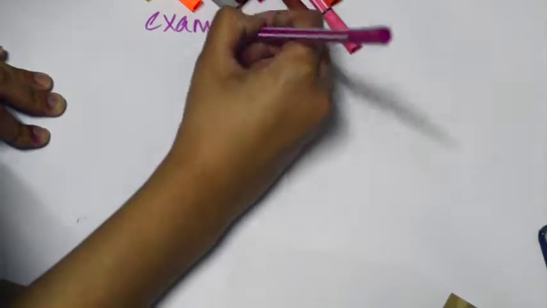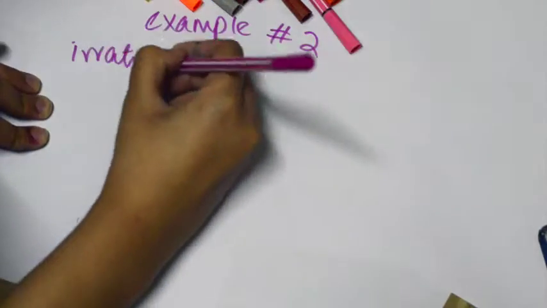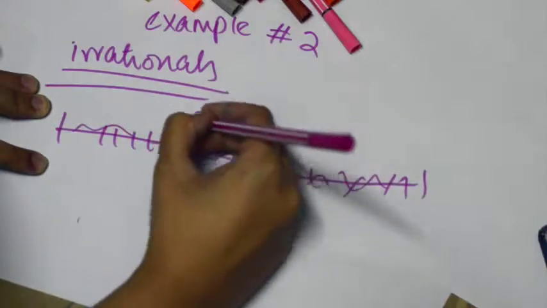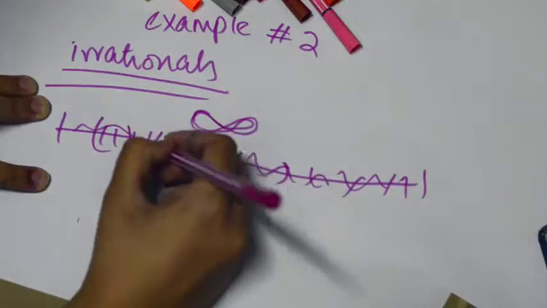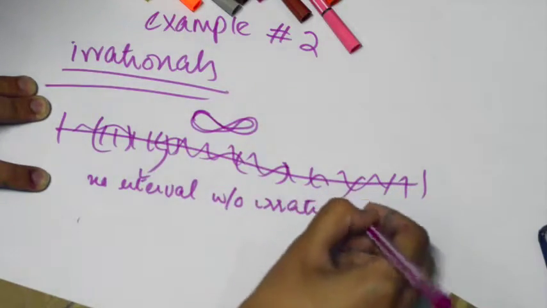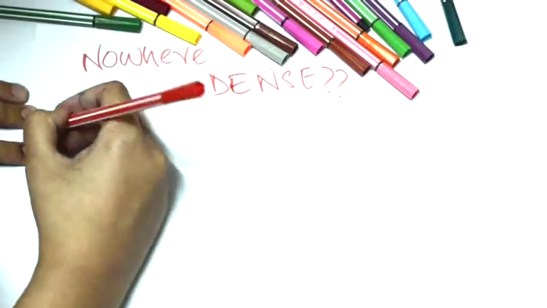The next example that we now look at is a set of irrationals. They are also infinite over the number line, and any intervals formed on the number line will contain at least one element of the set of irrationals. This makes them dense. Another type of sets are the nowhere dense sets.